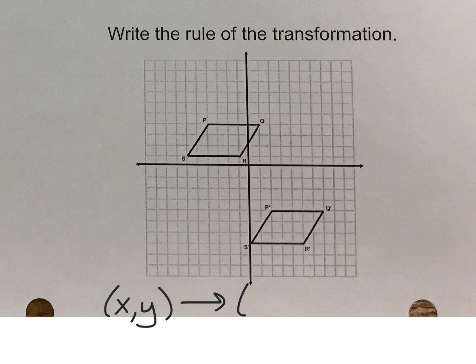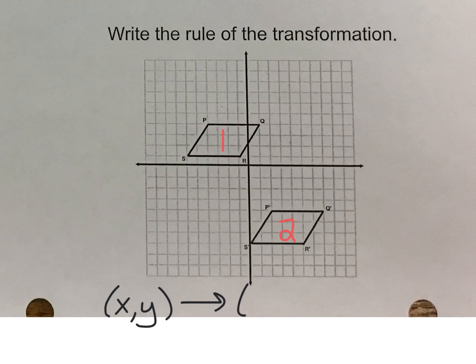Which one's the original, the top one or the bottom one? It is the top one. Why is the top one the original? Because it doesn't have the prime symbols, right? The ones with the prime, that's our second image. Okay.